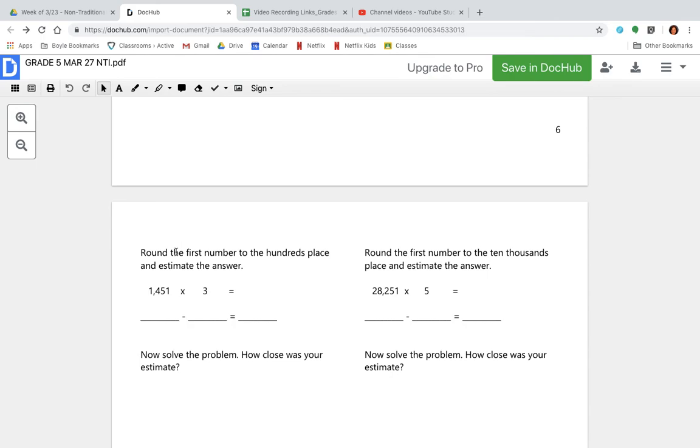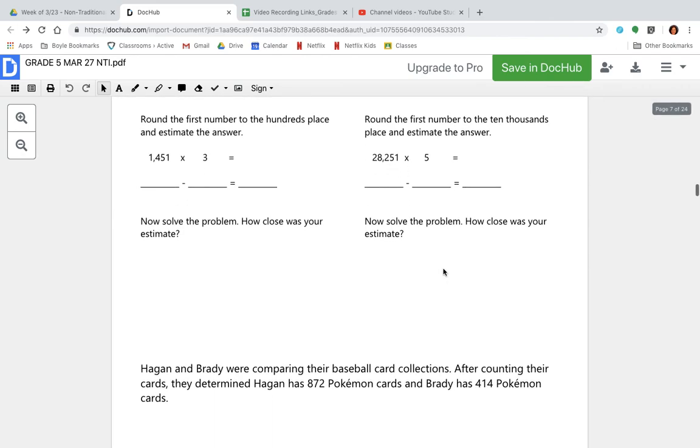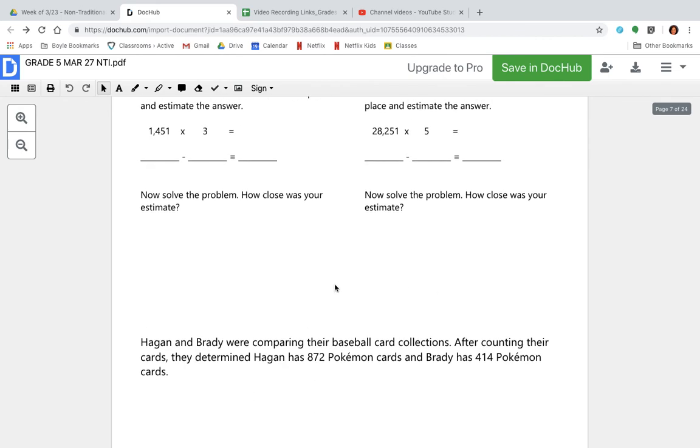Round the first number to the hundreds place and estimate the answer. 1,451 times 3 equals. Now solve the problem. How close was your estimate? Round the first number to the 10,000ths place and estimate the answer. 28,251 times 5 equals. Solve the problem. How close was your estimate?